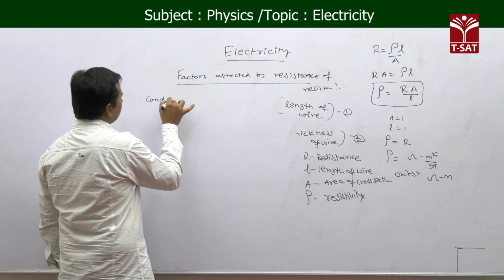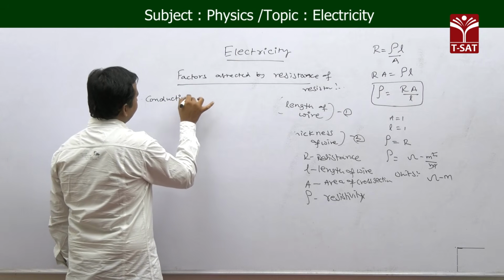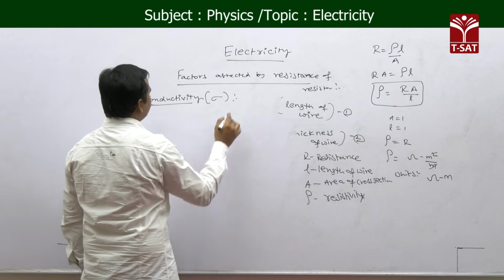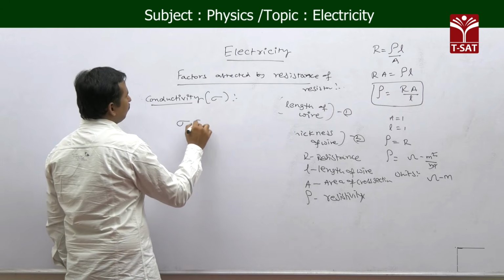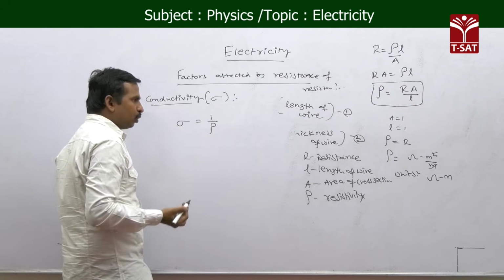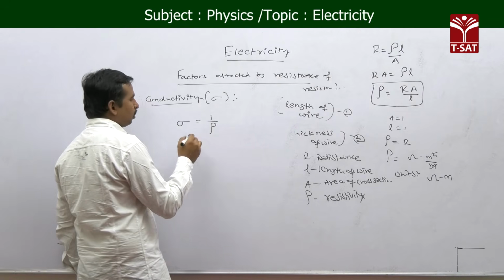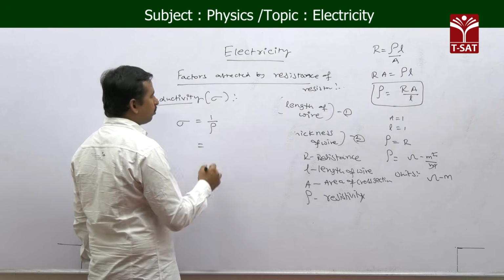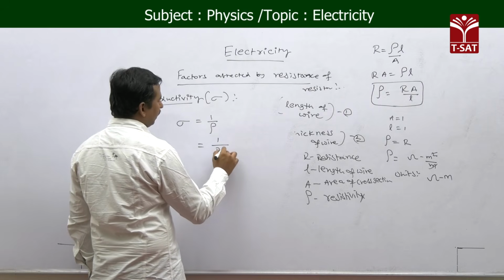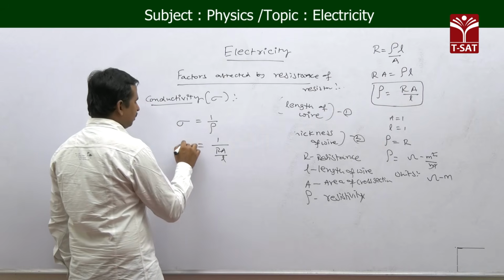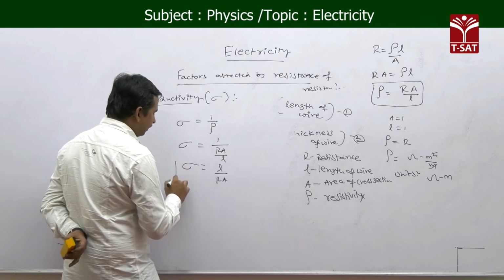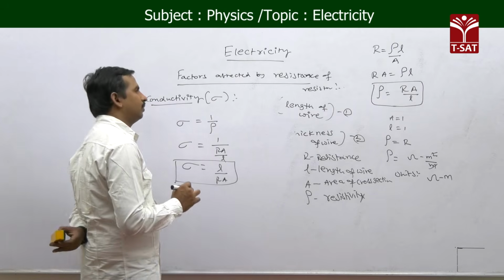Next one, conductivity, which is represented with sigma. Then conductivity sigma is equal to 1 by rho, that is, the reciprocal of resistivity. So we know that rho is equal to RA by L. Then sigma is equal to L by R into A. This is the formula.